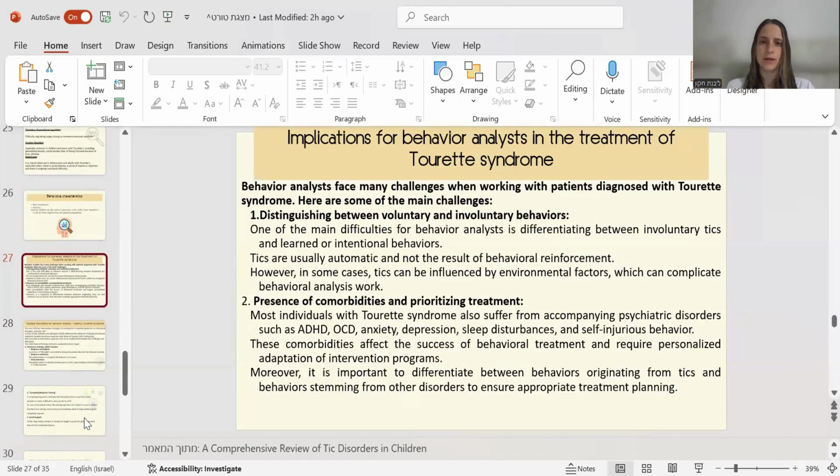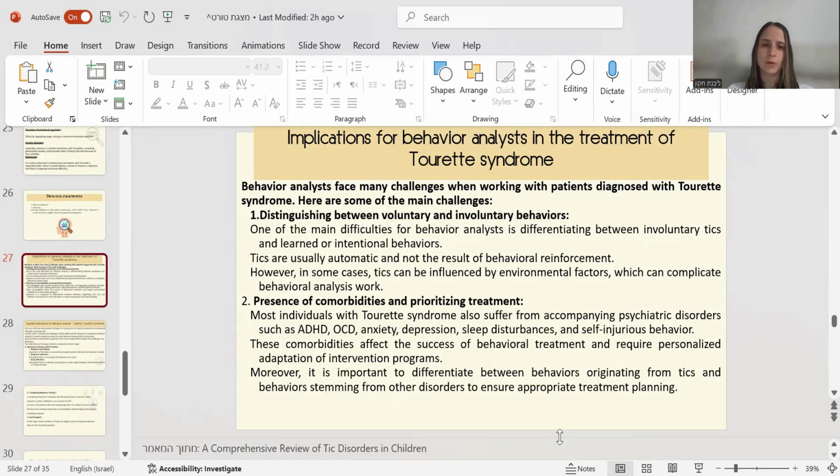Implications for behavior analysts in the treatment of Tourette syndrome. Behavior analysts face many challenges when working with patients diagnosed with Tourette syndrome. Here are some of the main challenges. Distinguishing between voluntary and involuntary behaviors. One of the main difficulties for behavior analysts is differentiating between involuntary tics and learned or intentional behaviors.